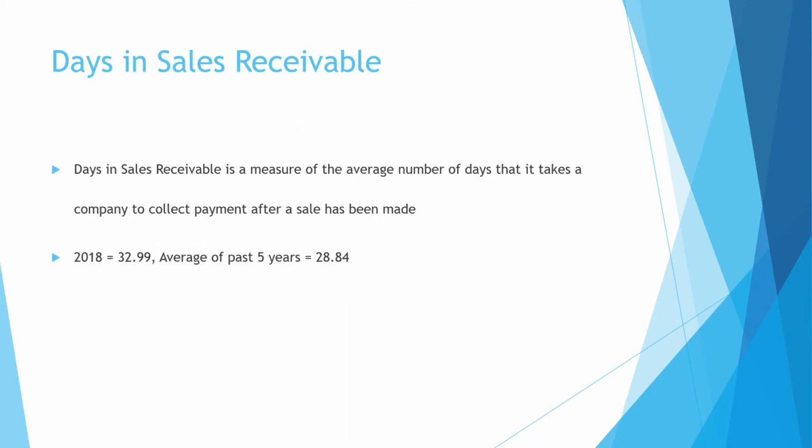Days in sales receivable. Days in sales receivable is a measure of the average number of days that it takes a company to collect payment after a sale has been made. In 2018, the days in sales receivable was almost 33, whereas the average for the past 5 years has been 28.84, and hence we can tell that it takes Campbell's more days in 2018 to collect the payment after the sale has been made than in the past 5 years.